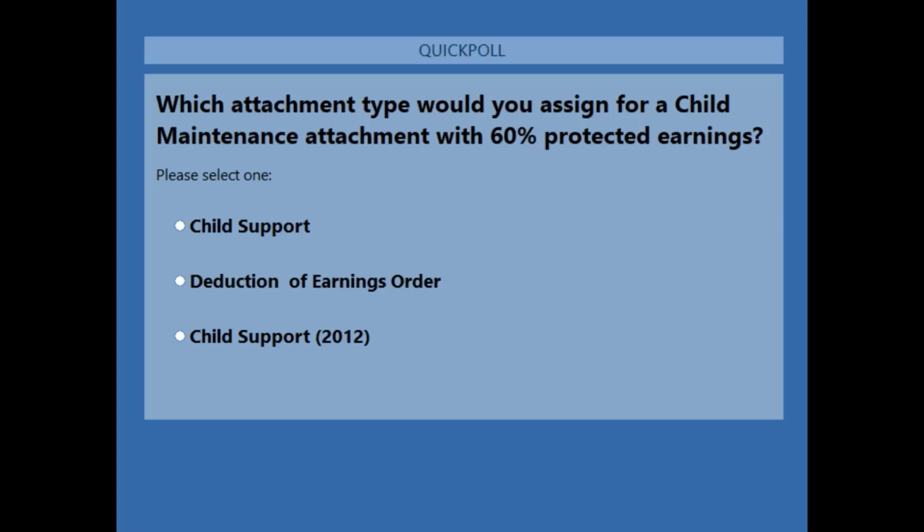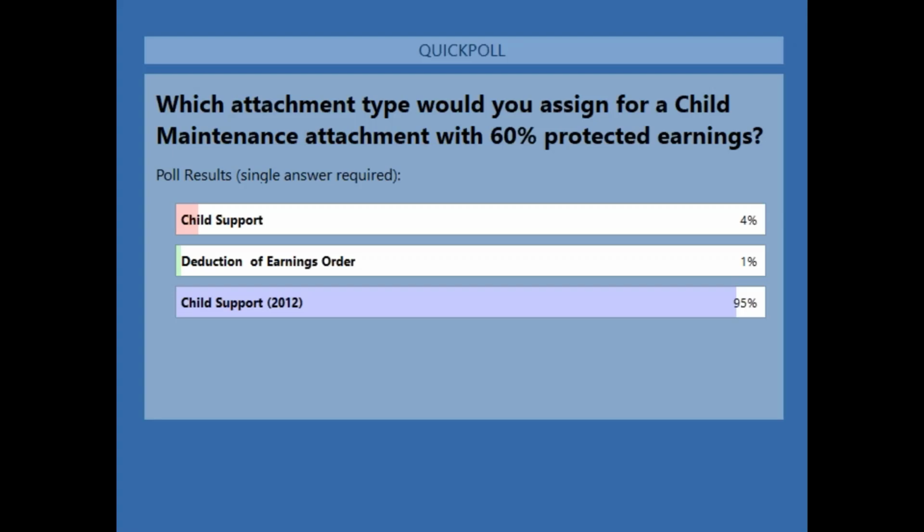Great, it looks like most of you have voted now, so I'm going to close that and share the results. Fabulous, so 4% have said child support, 1% have said deduction of earnings order, and 95% have said child support 2012, which is the correct answer. So well done, 95% of you. It is the newer child support attachment, which does have that fixed 60% protected earnings. But again, you can check that in the legislation if you do need to. So well done to those of you who got that one correct.